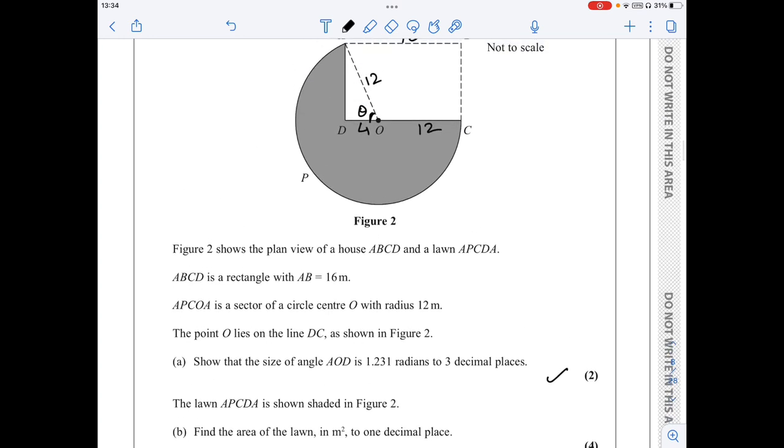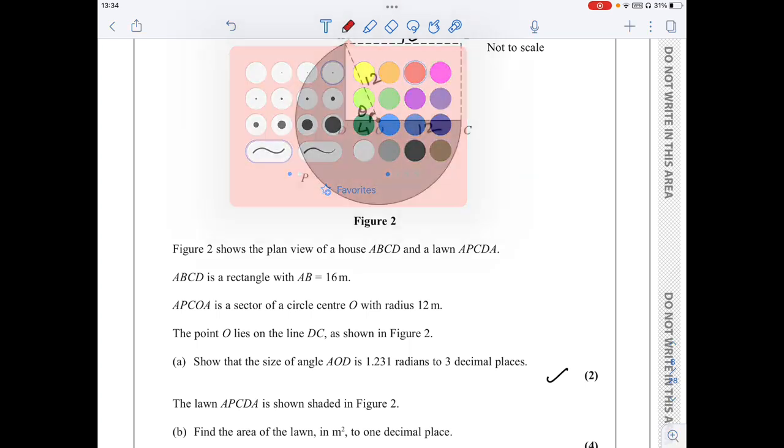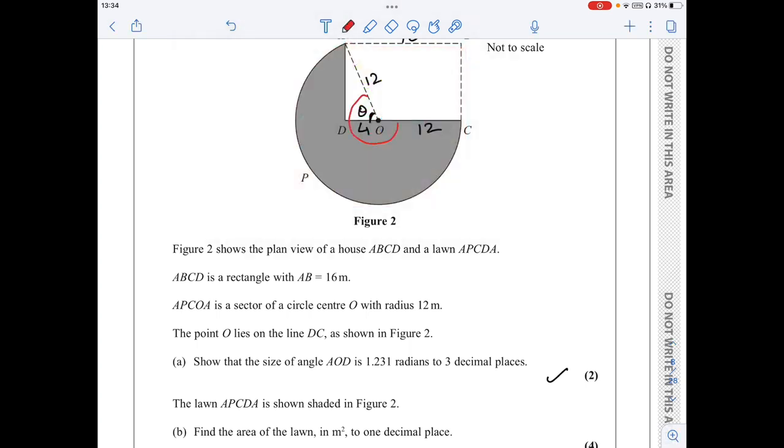Area of the lawn. So what am I supposed to do to find the area of the lawn? First of all, I'll be finding the entire area of this larger sector. Once I find that entire area, then I will subtract the area of this triangle. If I subtract the area of the triangle, then automatically I will get the area of the lawn. So for that I need to know this total angle.